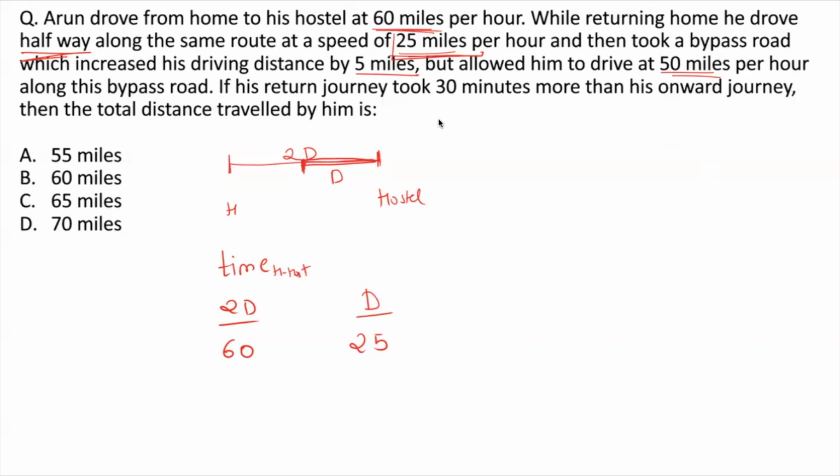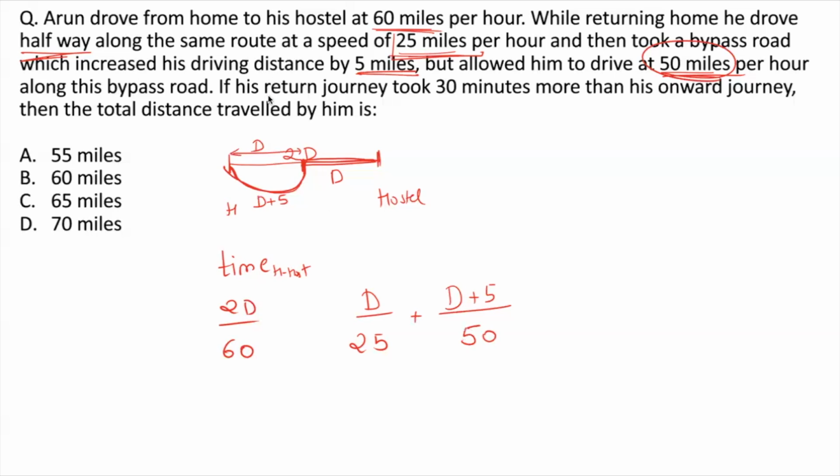And then he took a bypass road. So instead of driving along this particular path, he's now taking a bypass road, something like this, which increased his driving distance by 5 miles. So he was supposed to cover this distance, which is d, because this was the other half. But now he's driving 5 miles extra. So the total distance he has covered along the path is d plus 5 miles. And he's covering that at 50 miles per hour, since driving extra 5 miles allowed him to drive at 50 miles per hour. So the speed is 50 and the distance is d plus 5. The total time will be d by 25 plus d plus 5 upon 50.